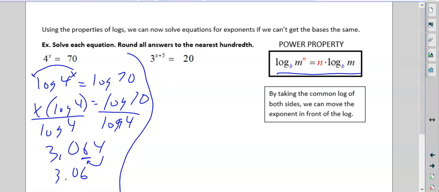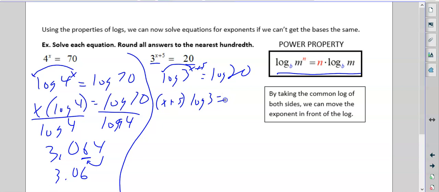Right? Again, if we have numbers on both sides and we can't do the same base, we just log both sides. So log 3 to the x plus 5 equals log of 20. This is going to move out in front. Keep it in parentheses. (x plus 5) log 3 equals log 20. Now, once you get comfortable with this, you might just feel like going right from here to here and skipping this step. That's okay. If you feel comfortable moving the exponent out in front right away, that's natural, okay?